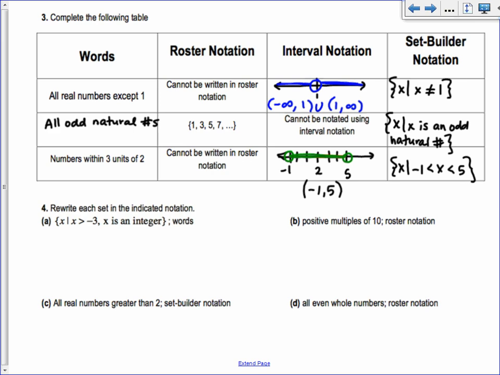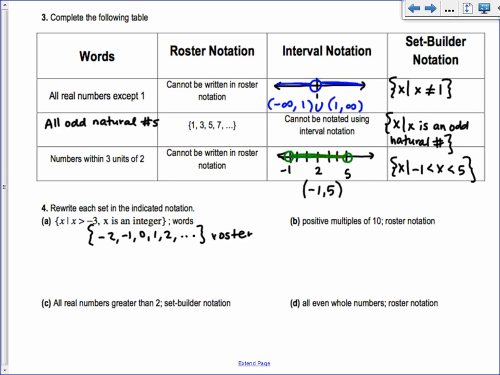All right, so number 4, it says rewrite each set in the indicated notation. All right, so A says x such that x is greater than -3 and x is an integer. So write it out in words. So think about x is greater than -3 and x is an integer. Think about what numbers those are first of all. If it's bigger than -3, what's the first number that's an integer that's bigger than -3? -2. So you have -2, you have -1, you have 0, 1, 2. All right, it's a little tricky writing that in words. It'd be real easy to write out roster notation. That would be roster. So this would be the way to write it out in roster. You wouldn't be able to write it out in interval notation because you don't include intervals.